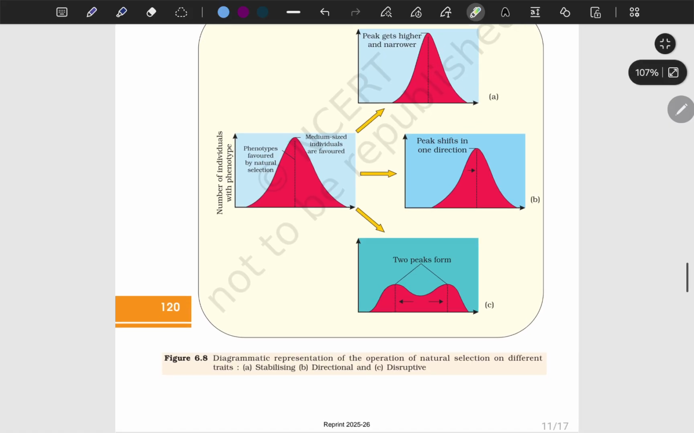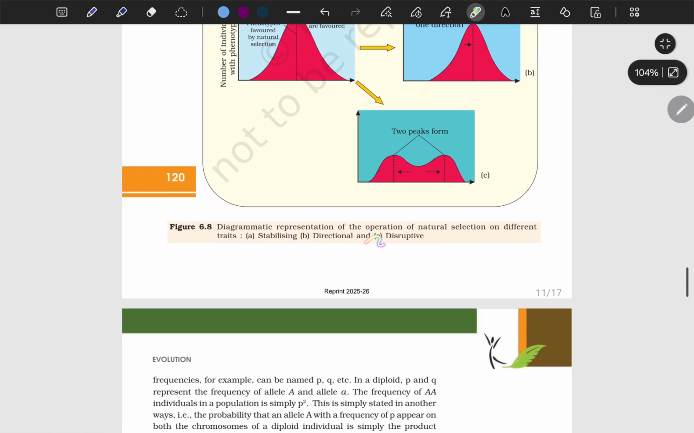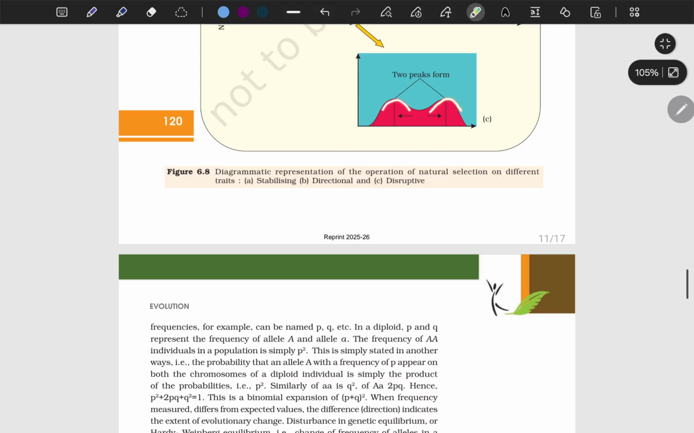Let's see about the directional selection. The peak shifts in one direction. Either it shifts to one extremity or to the other extremity. So let's talk about disruptive selection. The two peaks are formed. The extreme ones are selected and the middle ones are not selected. So extreme peaks will be higher than the middle.